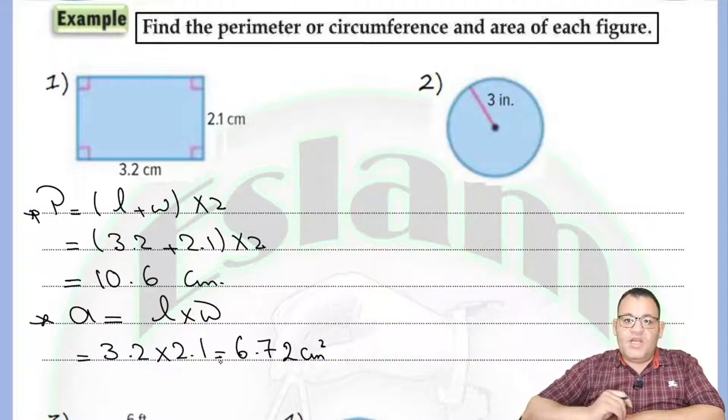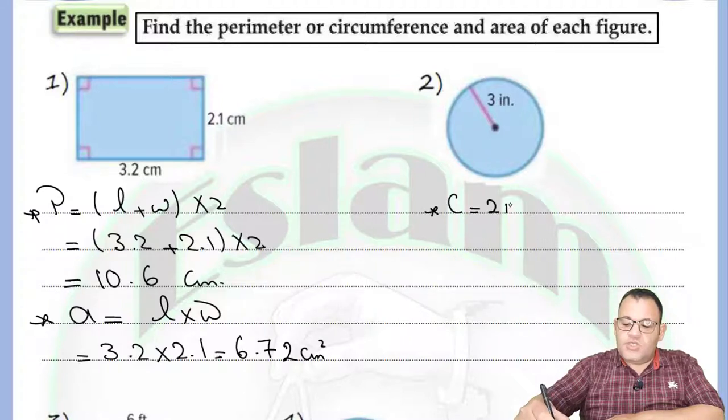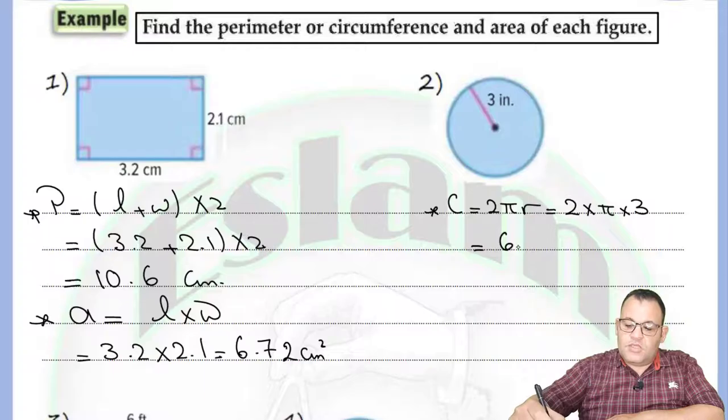For the perimeter, it will be length unit. For the area, it will be squared unit. Now we need to find the circumference of a circle. The circumference of a circle equals 2 pi r. So it will be 2 times pi times r, which equals 3. So the answer now will be 6 pi.